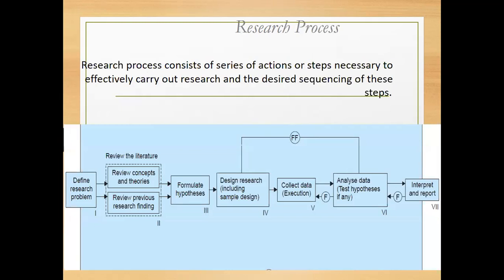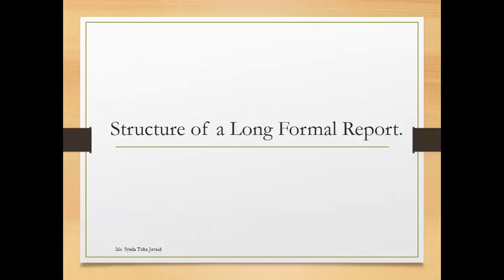If I talk about the research process, this is how it goes. You define a research problem, you review the pertaining concepts and theories, you review the previous findings, and then you formulate a hypothesis. From there you find out the research design, which is the best way of doing this work. You collect the data, you analyze the data, you interpret it and report the data. So this is a common procedure that you follow.